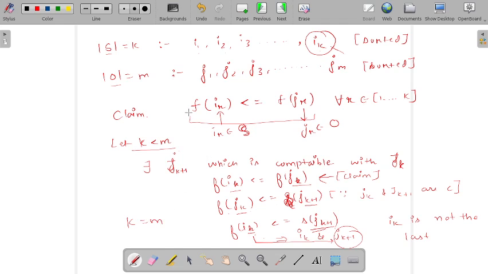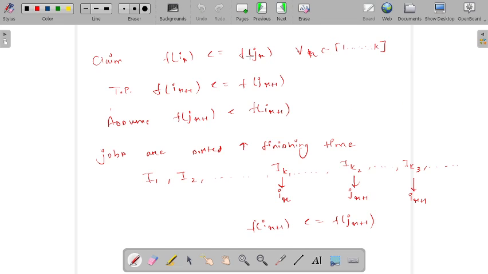Now we will prove our claim, which says that the finishing time of any interval ir is less than or equal to the finishing time of jr for all r, where r can take any value from 1 to k, where k is the cardinality, or the number of intervals, in the greedy solution.